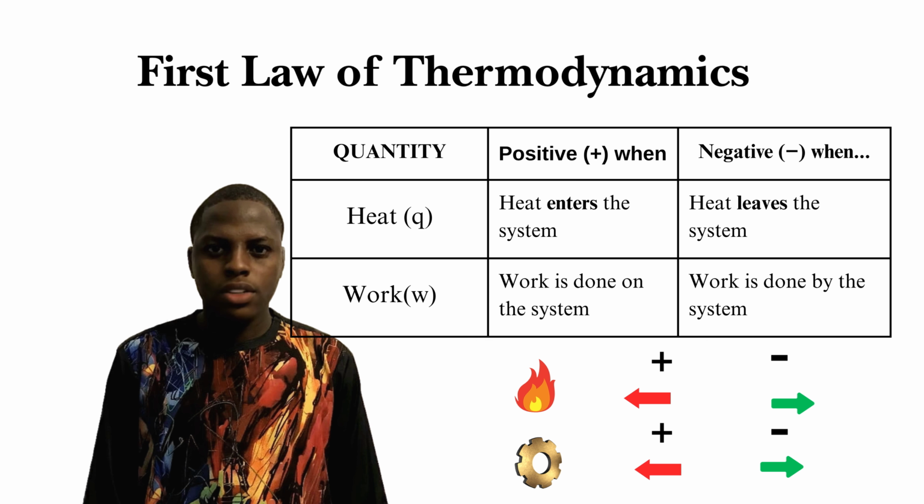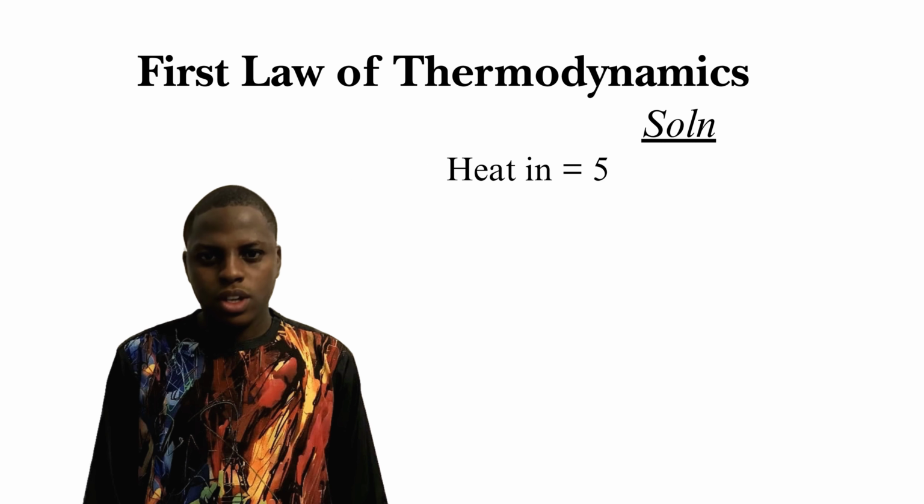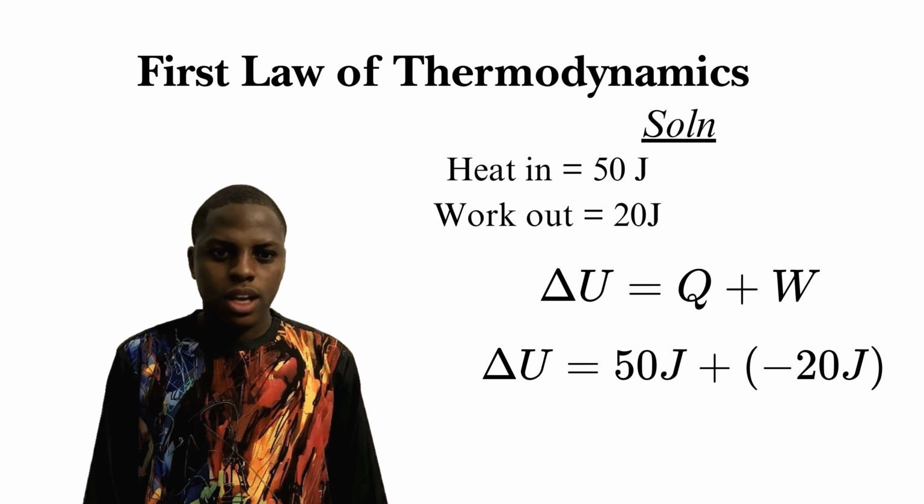Let's solve a simple example. Suppose 50 joules of heat is added to a gas, and the gas does 20 joules of work on the surroundings. What is the change in internal energy? We apply the equation, delta U equals Q plus W. That's 50 joules plus negative 20 joules. The result is 30 joules, so the internal energy increased by 30 joules.